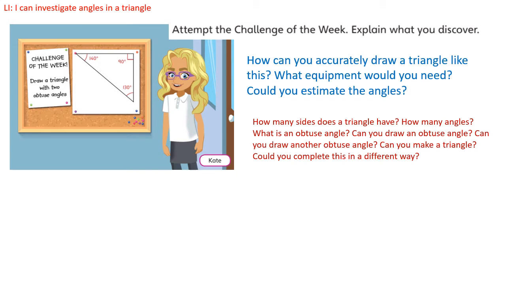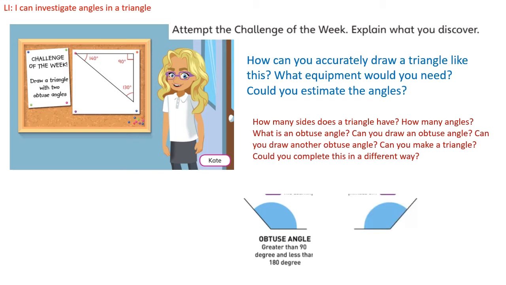So how many sides does a triangle have? Well, it's got three sides, hasn't it? Three sides, three angles. But we need to think, what is an obtuse angle? Well, like we looked at earlier, an obtuse angle is an angle that is greater than 90 degrees, more than 90 degrees, but less than 180. The challenge is drawing two of those and then turning it into a triangle. Is that possible? Can you do that? I want you to have a little play, an investigation, and work out if that is possible. Let me know.